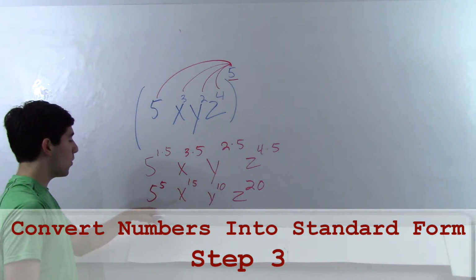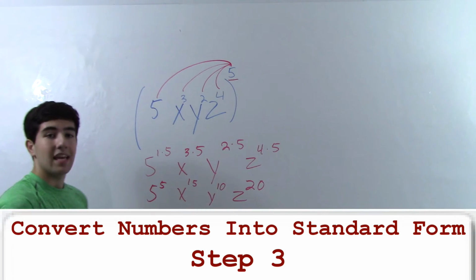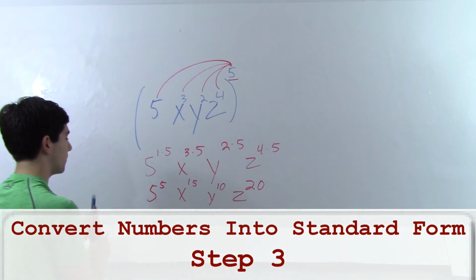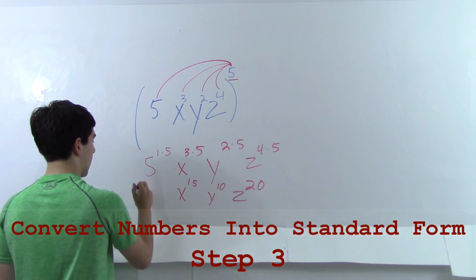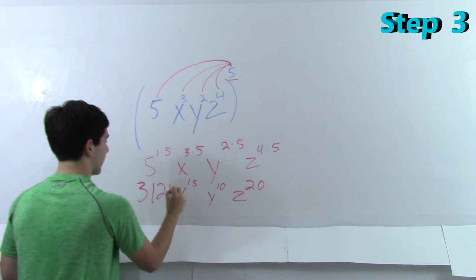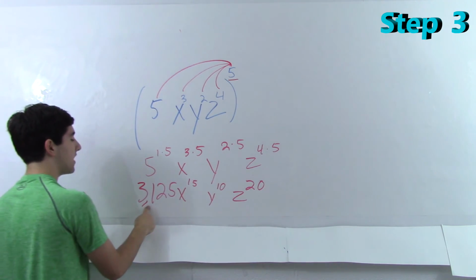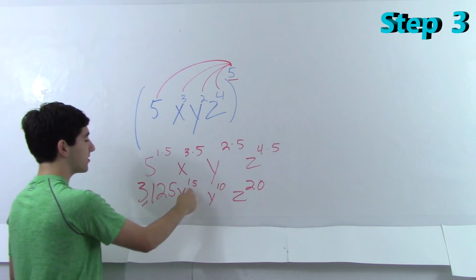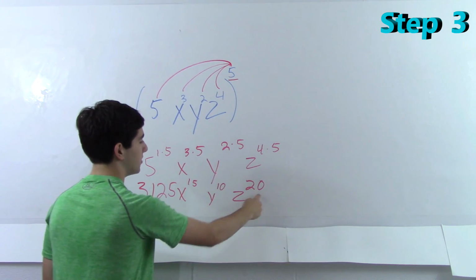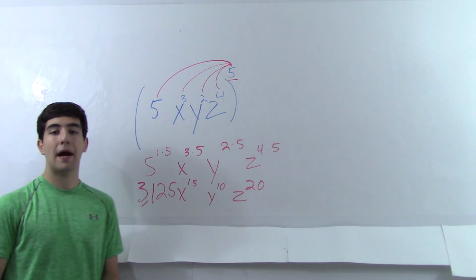Now don't forget, we don't want to leave any number in its exponent form, so we're going to convert it into its number standard form. And that would be your final answer. 3,125 x to the 15th power, y to the 10th power, z to the 20th power. And that's our power to power property.